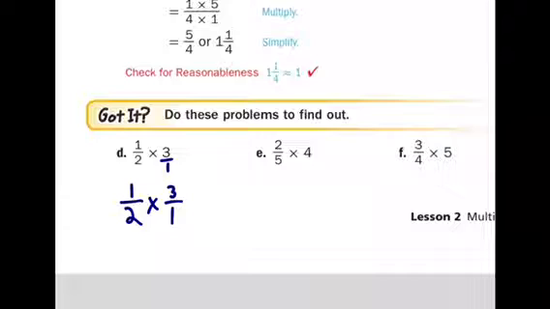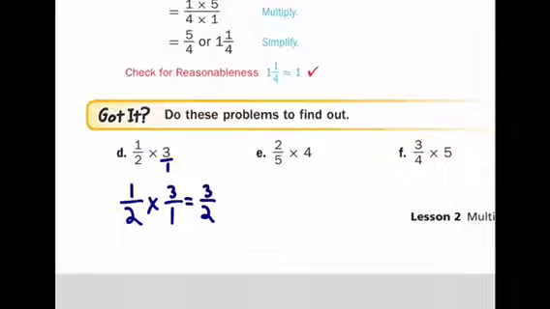So 1 and 2, no. 3 and 1, no. 2 and 3, no. 2 doesn't go into 3. And 1 and 1, no. So there's no bow tie reducing. But when I multiply my numerators and denominators, I get 3 over 2, which is improper. So I'm hoping you remember how to simplify this from the homeworks we've been doing.